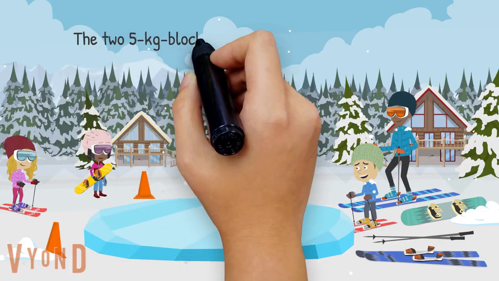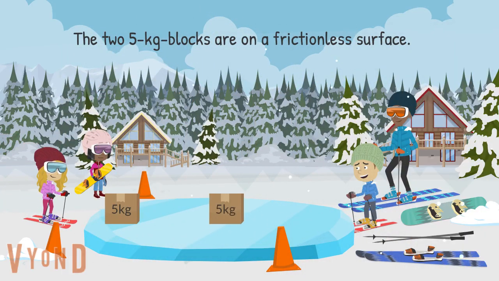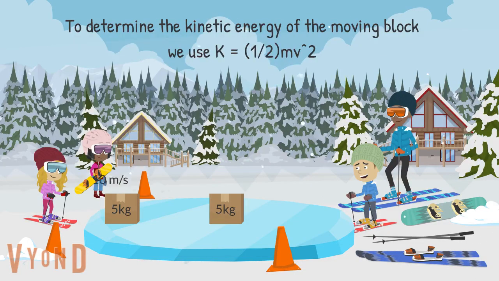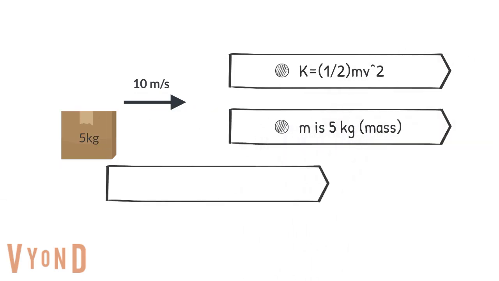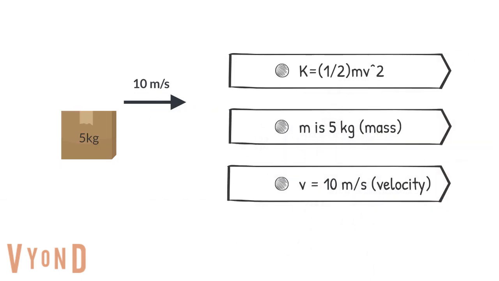The two 5-kilogram blocks are on a frictionless surface. To determine the kinetic energy of the moving block, we use K is equal to 1/2 mv squared. In order to work out the formula, we have to plug in the correct numbers. M represents mass again, and the mass is 5 kilograms. The V is for velocity, which is the same thing as speed in this case, and the speed is 10 meters per second.